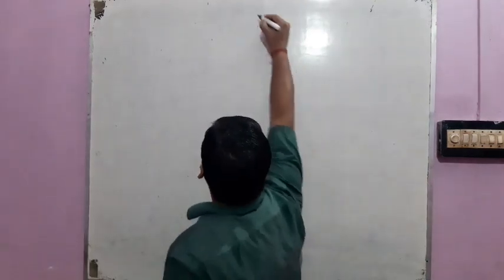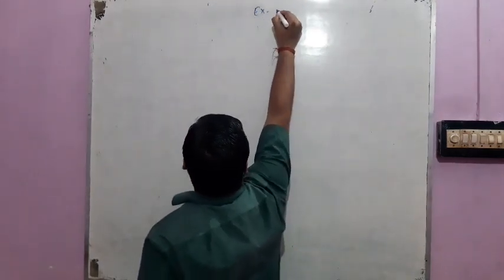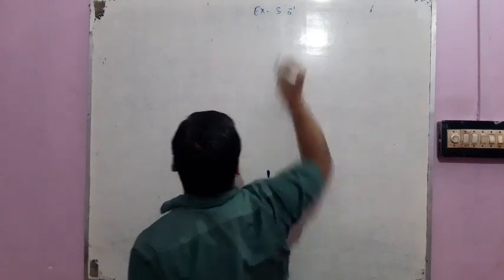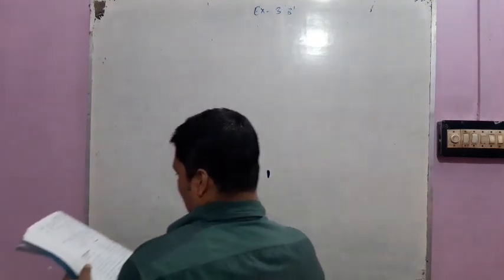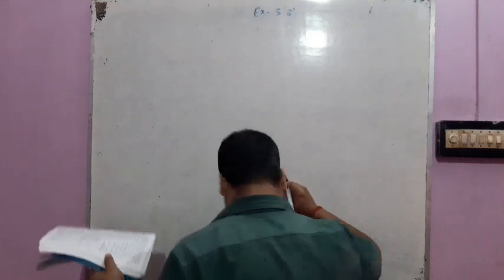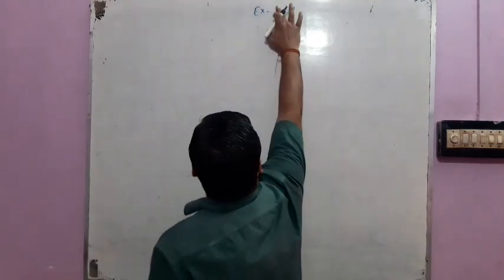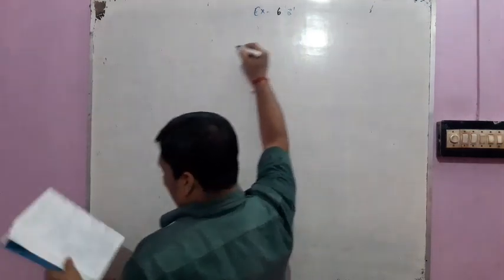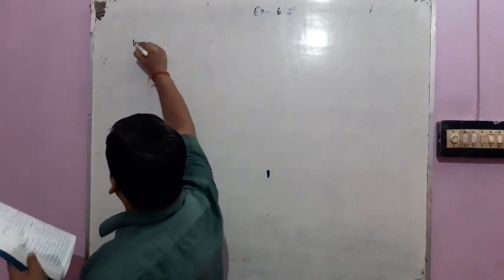So here exercise 3b. Sorry, 6b. Exercise 6b here. And the question number 19.